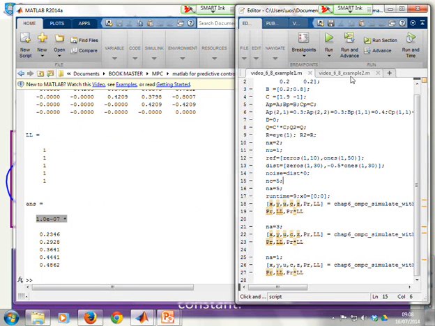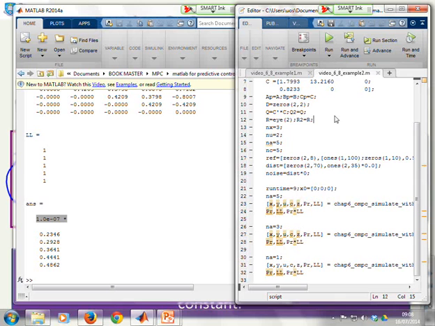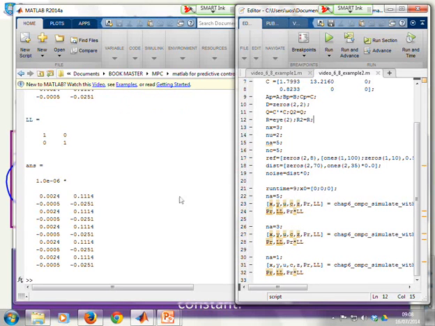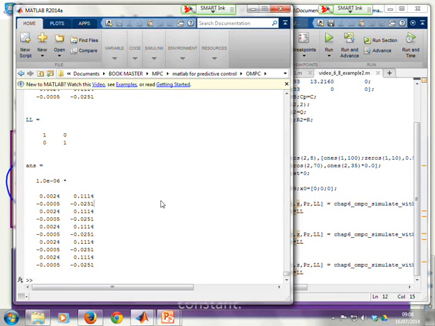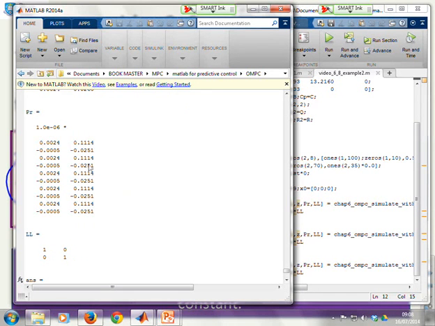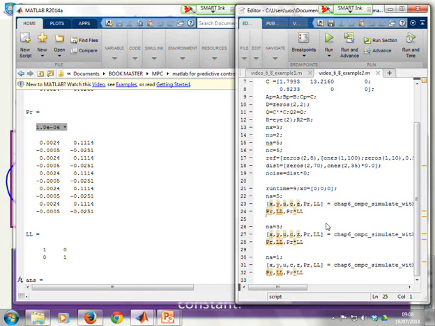Now we do have another example. Here it is, video 6.8 example 2. So we can run that one as well. Oh, wrong button, sorry. Run that one as well. So the last one I think is NA equals 1. And again you see, apart from rounding errors, essentially PR is 0 if NA equals 1.